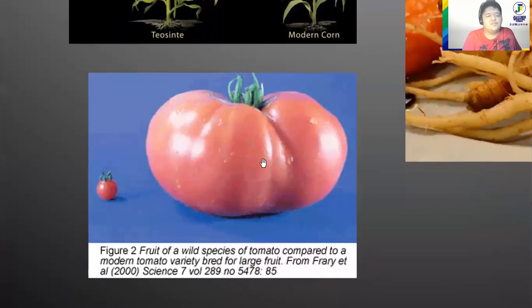And come look at here. This is a wild species of a tomato. This is the size. It looks like a little cherry or something like that. But look at the tomatoes today. They are huge in size. Tomatoes are grown to look like this now.